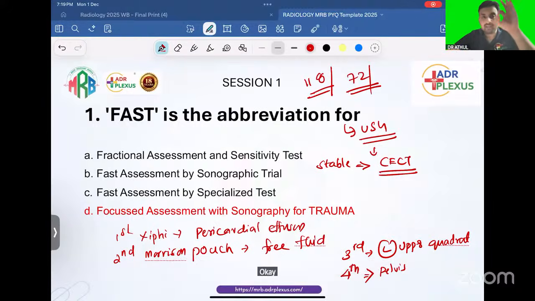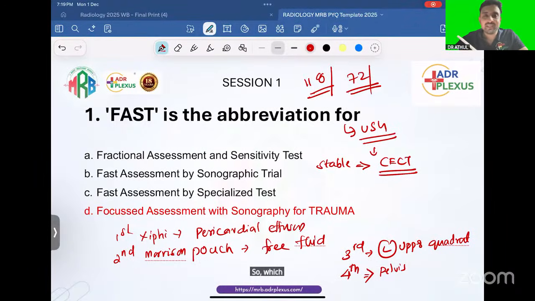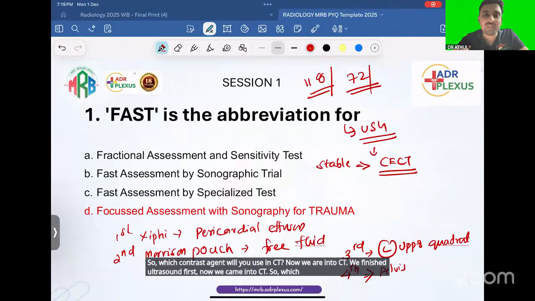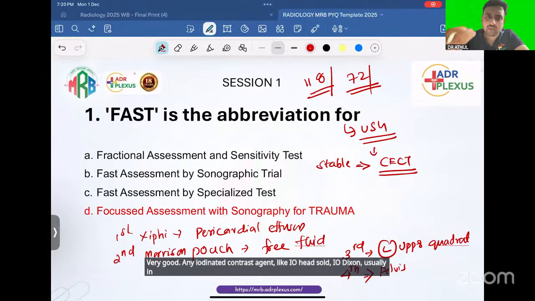But in the trauma setting, even RFT is not needed because our priority is not saving the kidneys. Our priority is to save life. So usually in trauma, we will not ask for RFT because even if something is there, you can do dialysis. It is not as complicated as gadolinium. So which contrast agent will you use in CT? We finished ultrasound first, now we came into CT. Any iodinated contrast agent like iohexol, iodixanol. Usually in a government setup, we will use iohexol. We will do this to look for any organ injury.